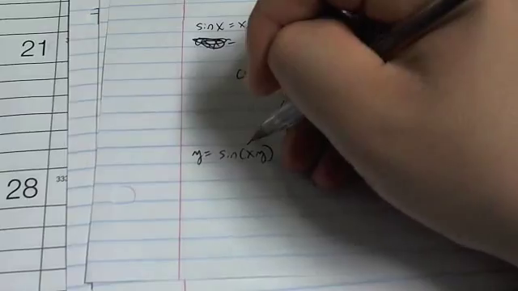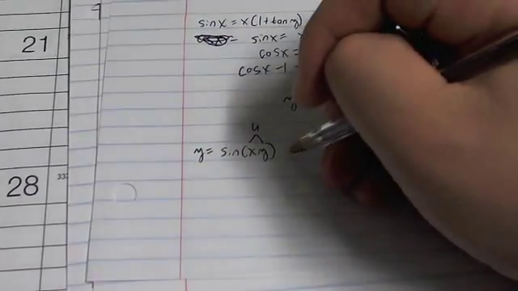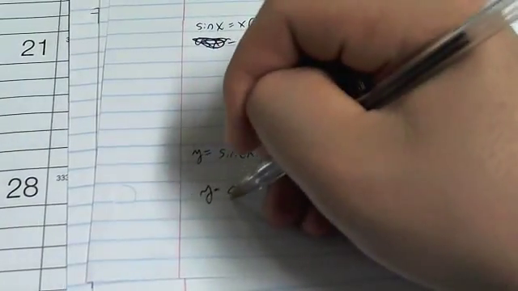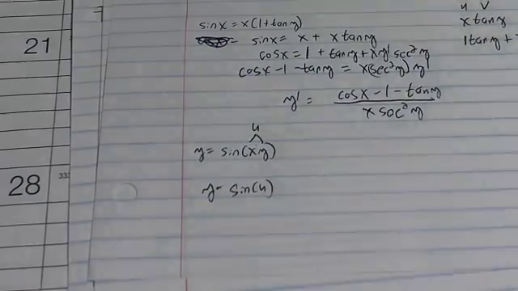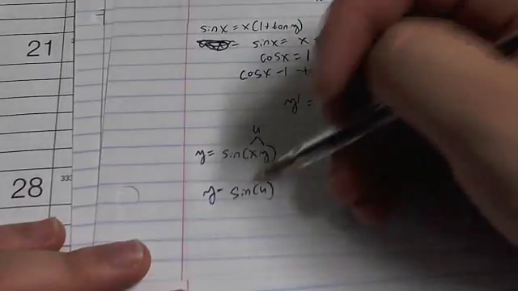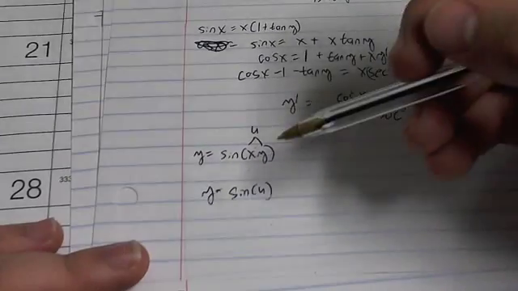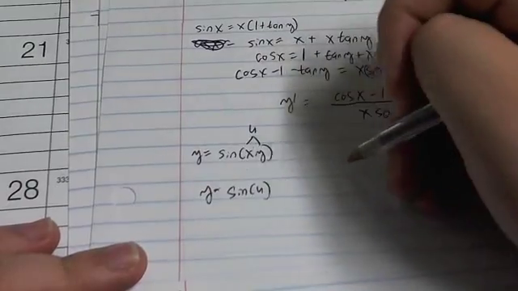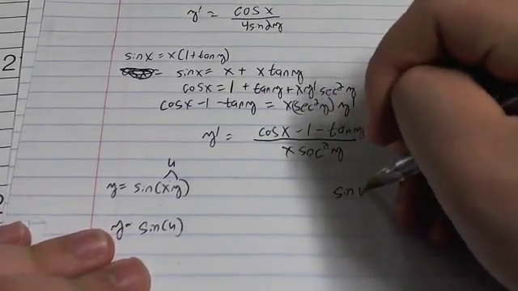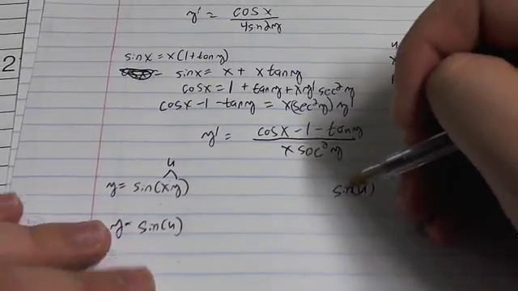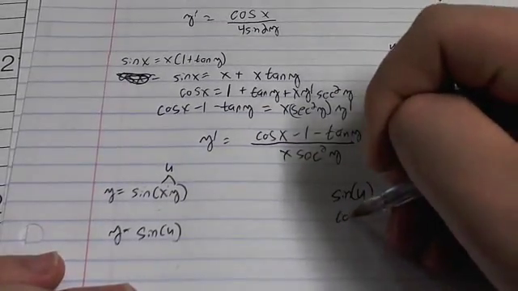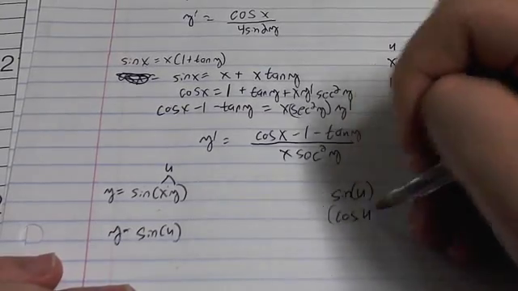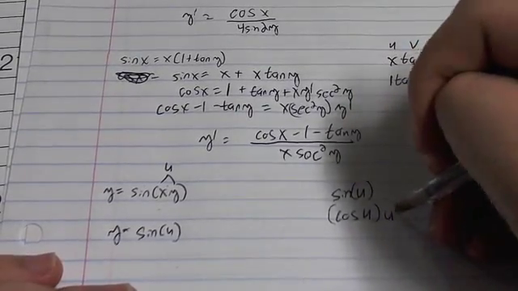So sine, let's call this u. Okay, all the inside is u. So our function will be y is equal to sine u. Now how do you take a derivative of sine u? You always do derivative of the outside with the same inside times derivative of the inside. Derivative of the outside function is sine, so derivative of sine is cosine. So cosine with the same inside times u prime.